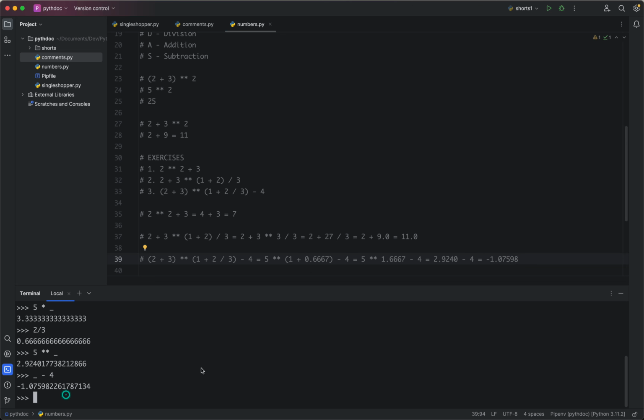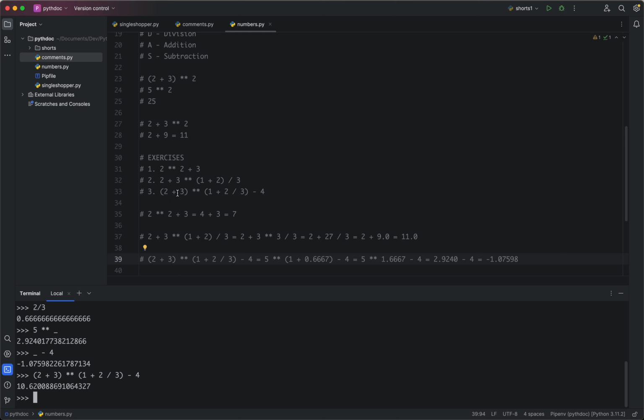So let's run it and let's see. If I have not made any mistake anywhere, we should get this correctly. So 2 plus 3 raised to power 1 plus 2 divided by 3, then minus 4, and we get 10.62. So let me see where I have made a mistake. I am sure I have made a mistake somewhere. So let me just quickly check where I made that mistake. 2 plus 3 raised to power of this, 1 plus 2 divided by 3 minus 4.